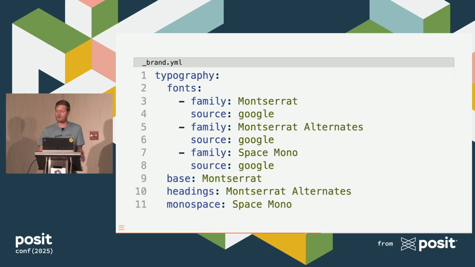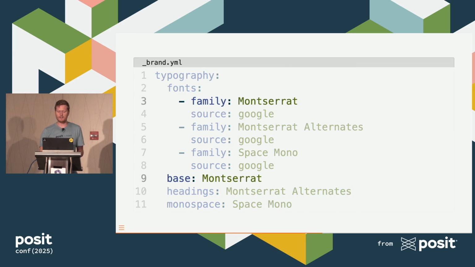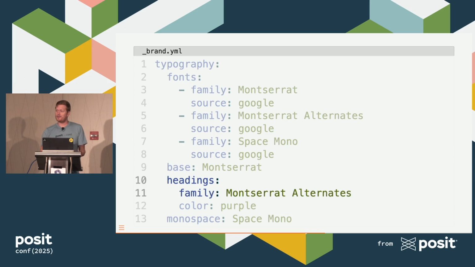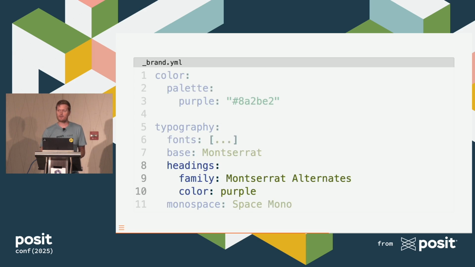Once you've picked your fonts, you're going to say where to use them. So the base font will be Montserrat. We'll use Montserrat Alternates for headings and Space Mono for monospace font. And you can see how these match. Again, you can also do a more complicated version if you're going to spend a little bit more time working on this. Headings are going to use Montserrat Alternates, but also the color, they'll be the color purple. Wouldn't that be nice? Okay, and that will actually go back up to the color palette, find that purple color, and that's what we're going to use.